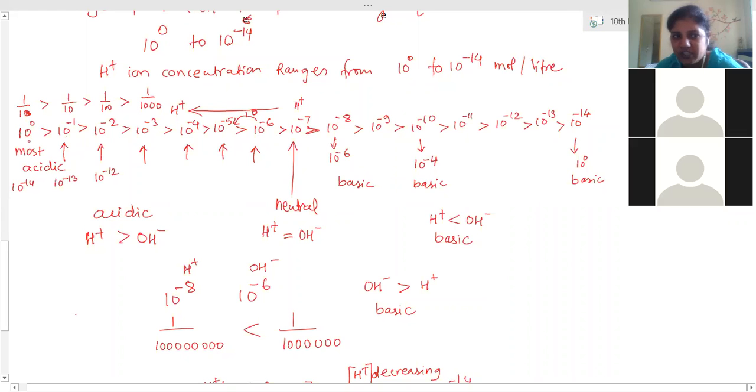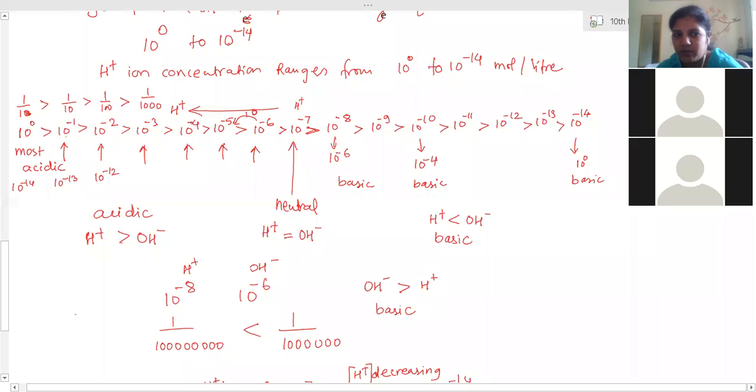So whichever has 10 to power 0 or 10 to power minus 1, these are the most acidic substances. Now, as you move towards the right hand side, the acidic strength goes on decreasing as H plus ion concentration goes on decreasing. Is that clear? So the leftmost portion substances are most acidic.